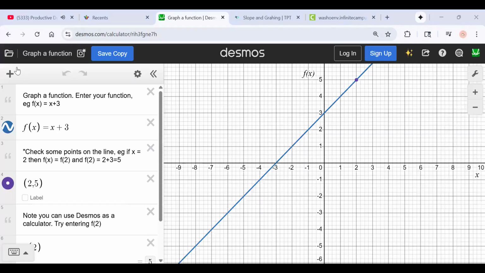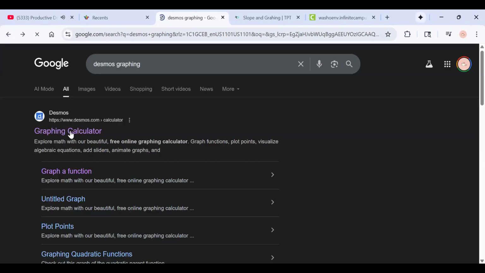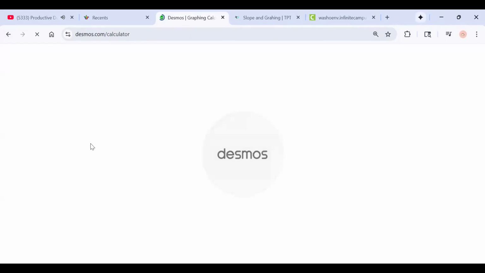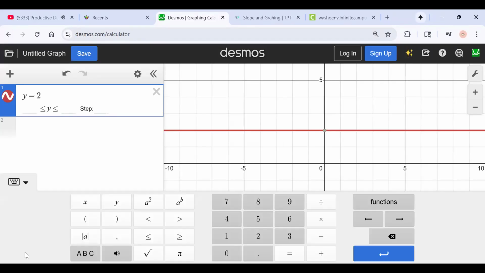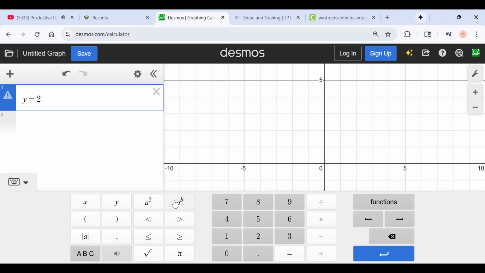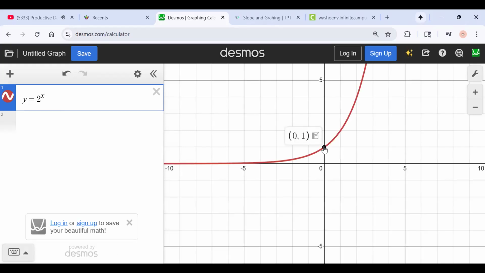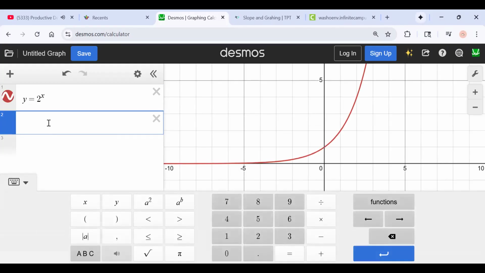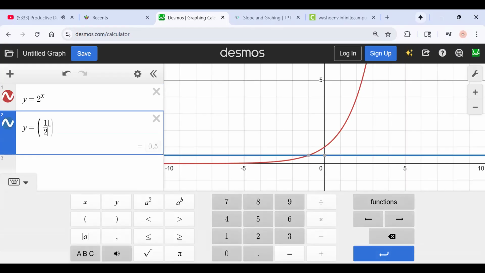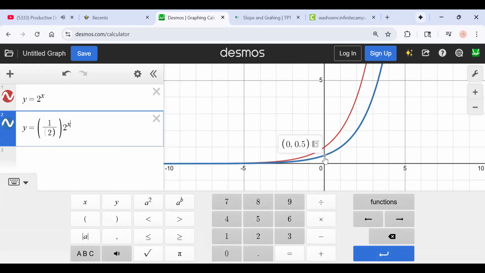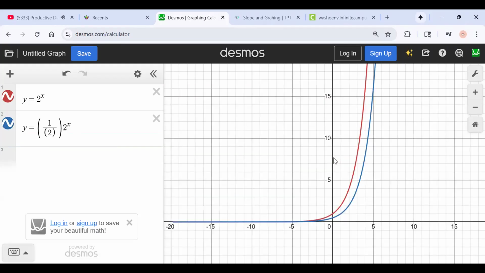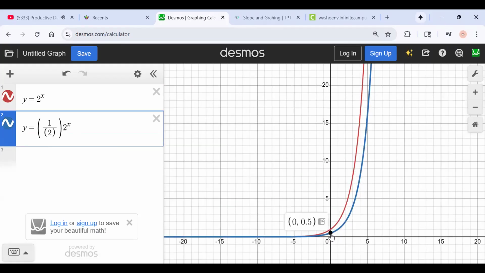Graph calculator. So y equals 2, and then you want to go over here and put x. Do you see how it starts at 0, 1, right? That is the vertex. Do you see that? Okay. Now your equation was y equals 1 over 2, and then 2 to the x. Now look over here. Do you see how that's changing? That's like half. The vertex now is at 1/2. Do you see that?